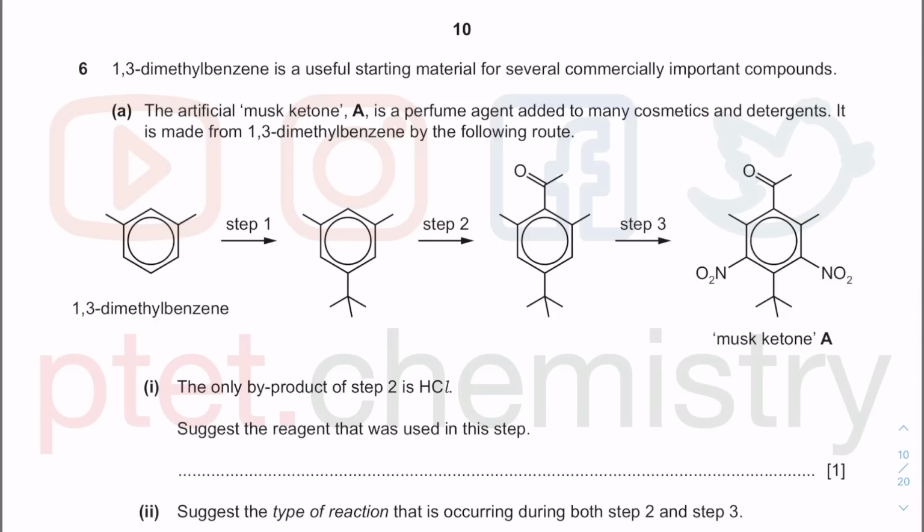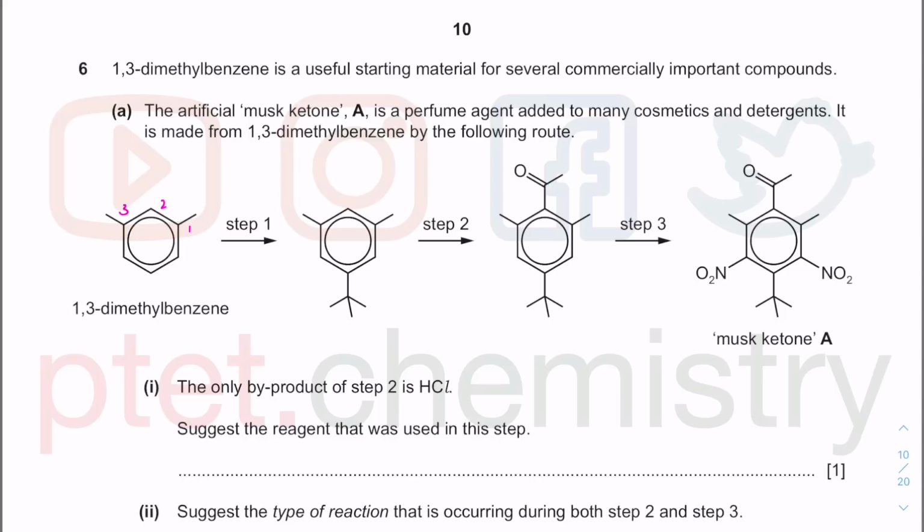In question 6, we have 1,3-dimethylbenzene. So 1, 2, 3. Because if you go the other way around, 1, 2, 3, 4, 5, that 1,5 is going to be bigger than 1,3. So 1,3 is the correct name.